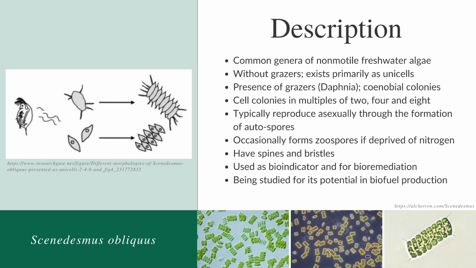Typically, Scenedesmus reproduce asexually through the formation of autospores. However, they can also occasionally form zoospores if they are deprived of nitrogen. These representative species have spines and bristles. However, other species of Scenedesmus do not have these features. Spines and bristles make the colonies more buoyant and allow them to deter predators. These species are typically used as bioindicators and are being studied for bioremediation as well as their potential in biofuel production.